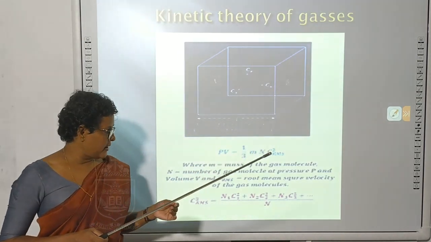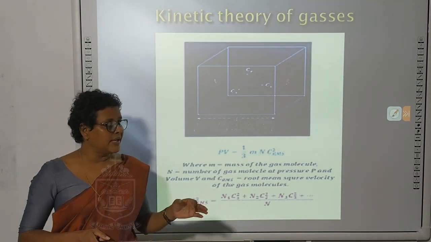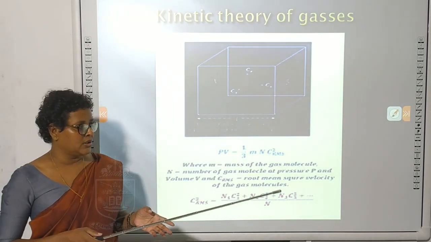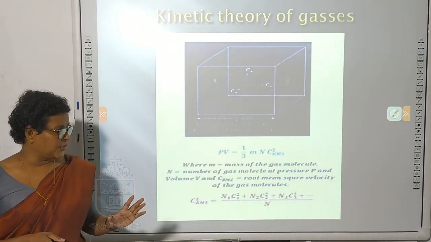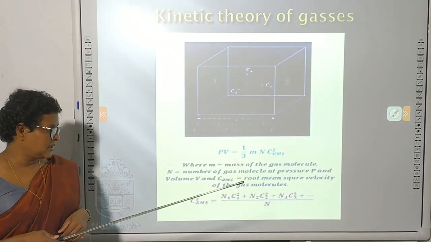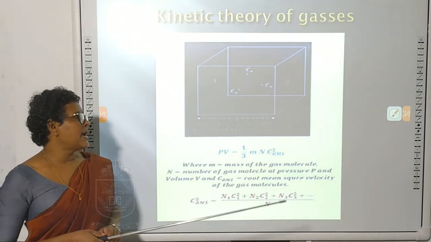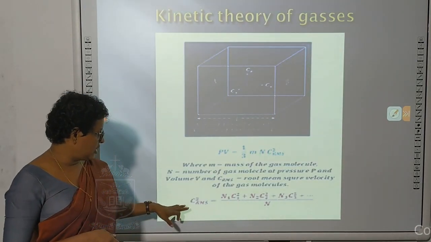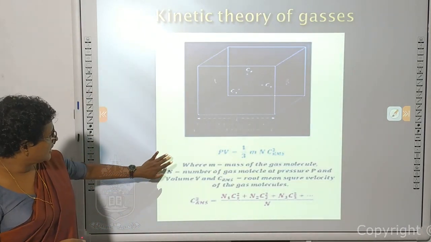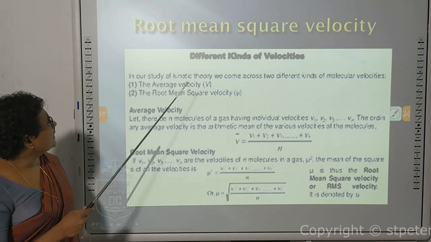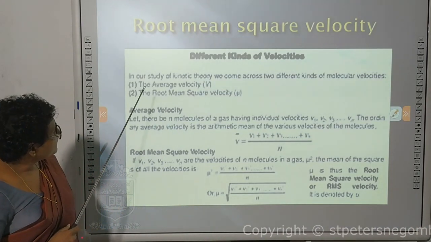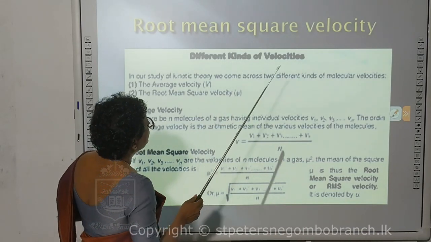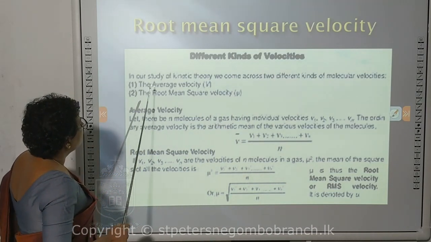Now, if we consider that motions are in all directions, having different velocities, then if we get the mean velocity, that will sometimes be 0 because of these directions. Therefore, they square it, divide by the number of molecules, and get the root mean square velocity, right? Look here. Now, different kinds of velocities here.